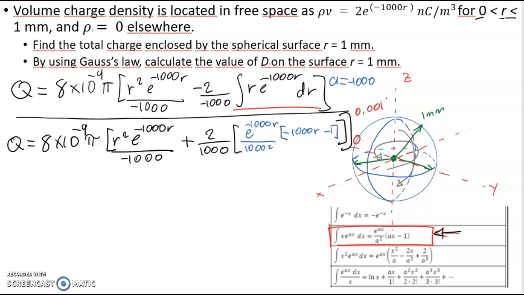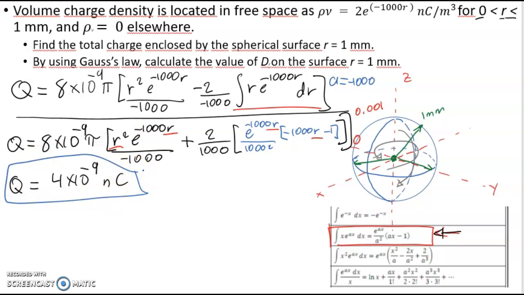0.001. If we evaluate this charge, that means we replace these r values with 0 and 0.001. We end up with something like 4 times 10 to the minus 9. Oops, not pi, only like that. Nanocoulombs. And that would be the answer for part A.